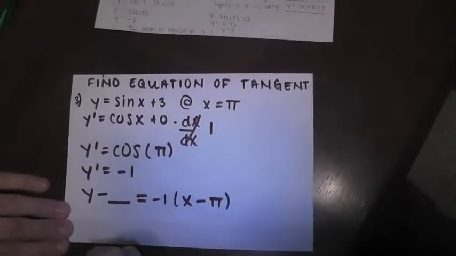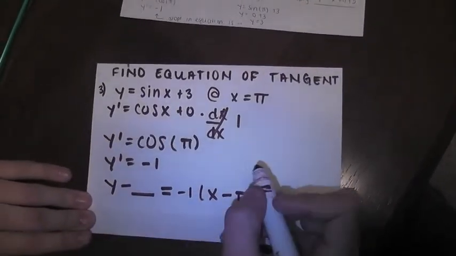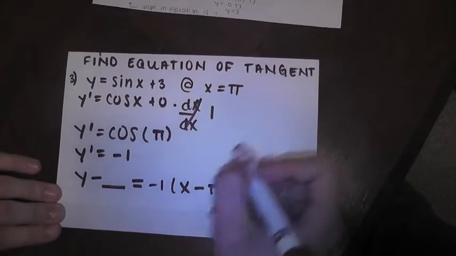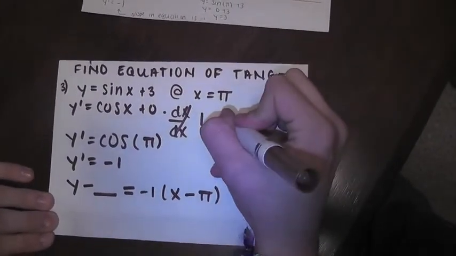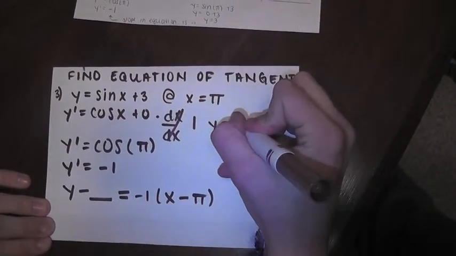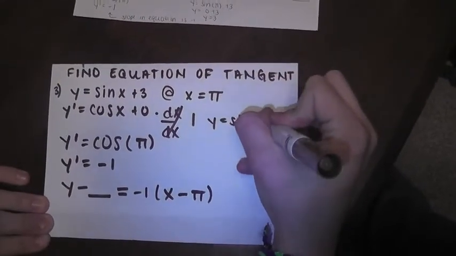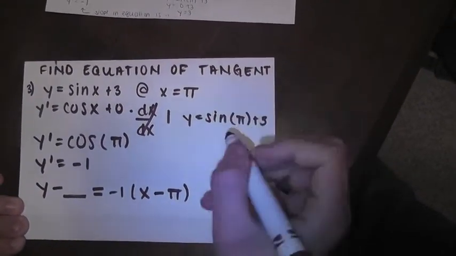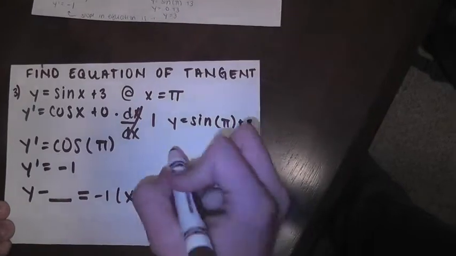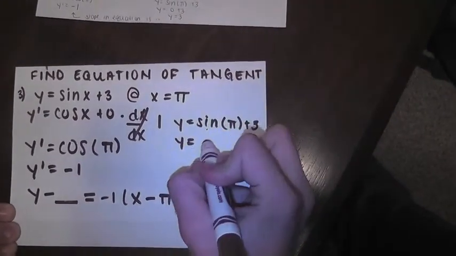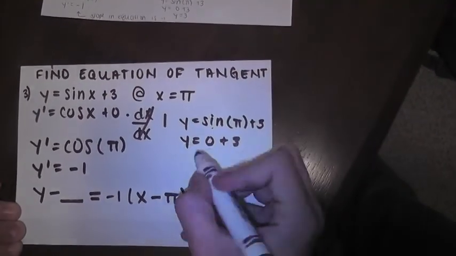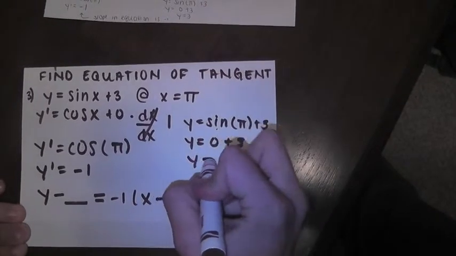In order to find the y-coordinate in this equation, we need to plug in pi to the original function. So on the side, let's do y equals sine pi plus 3. Evaluating this, we have y equals, the sine of pi is 0, plus 3. So the y-coordinate is going to be 3.